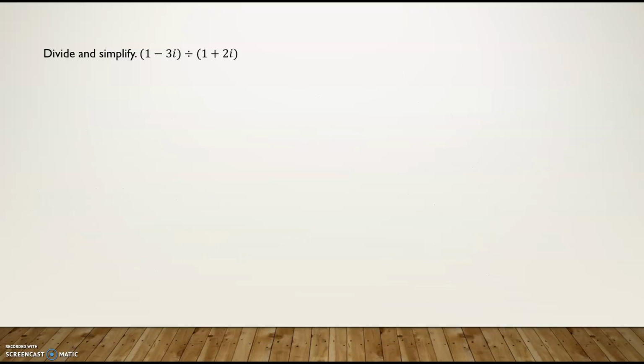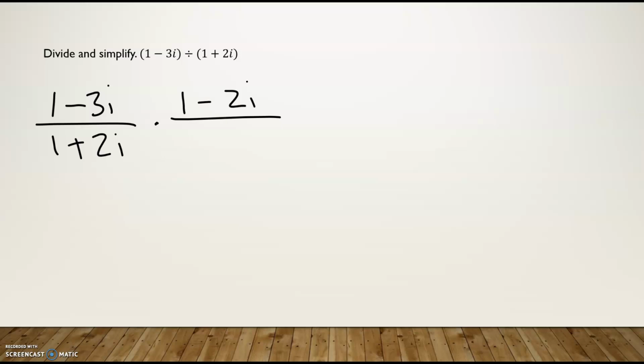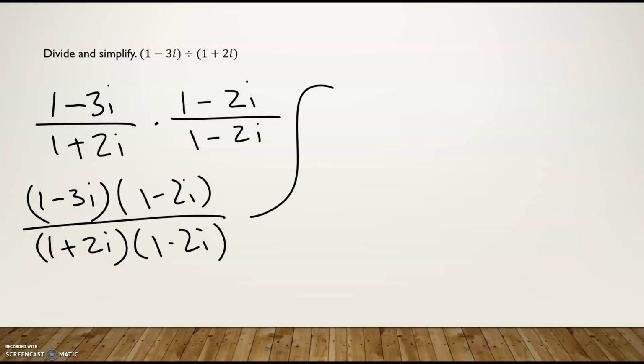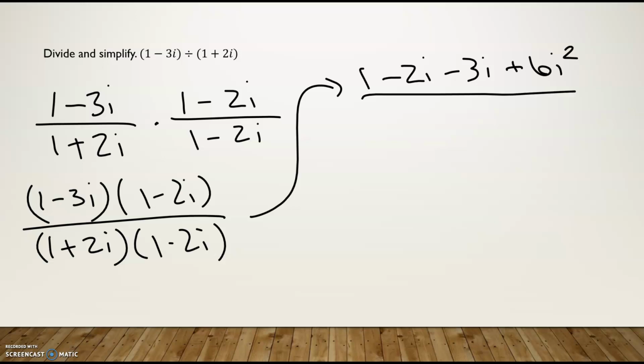Okay, we'll do the same thing here. We've got 1 minus 3i over 1 plus 2i. Multiply the top and the bottom by the conjugate of the bottom. So 1 minus 3i times 1 minus 2i, 1 plus 2i times 1 minus 2i. Come over here. 1 times 1 is 1. 1 times negative 2i, negative 2i. And negative 3i times 1, negative 3i. Negative 3i times negative 2i, positive 6i squared, divided by 1 times 1 is 1.